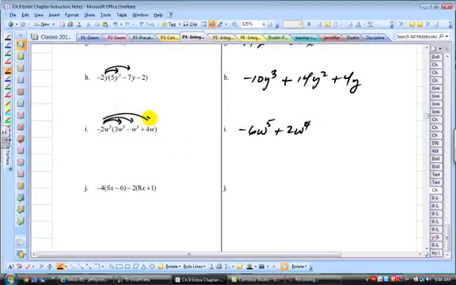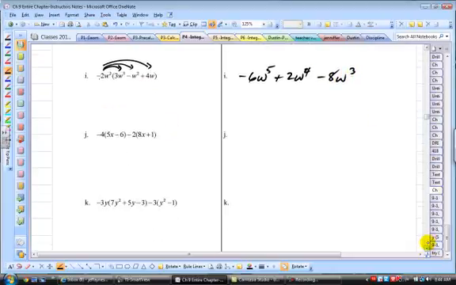And then on the third term, negative 2 times 4 is negative 8, so write down a minus 8. W squared times w is w cubed. All right, pause the video and try the next one.